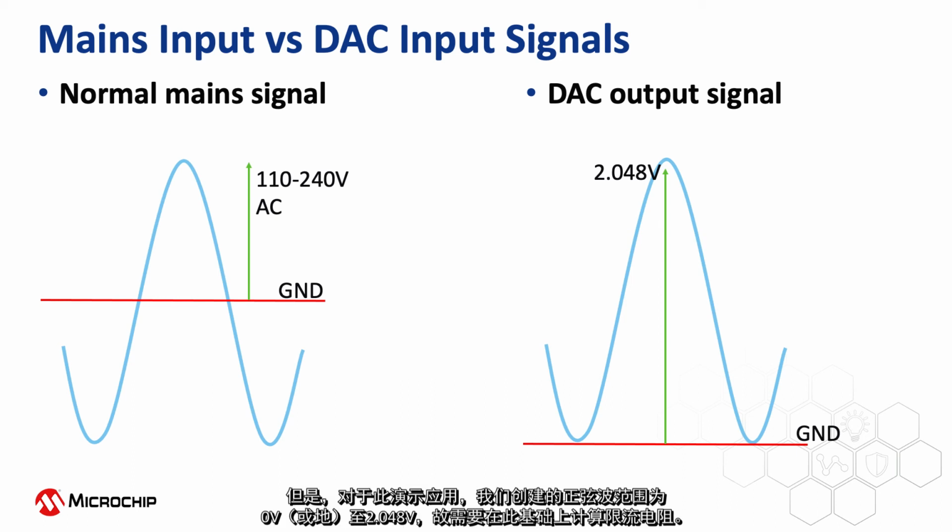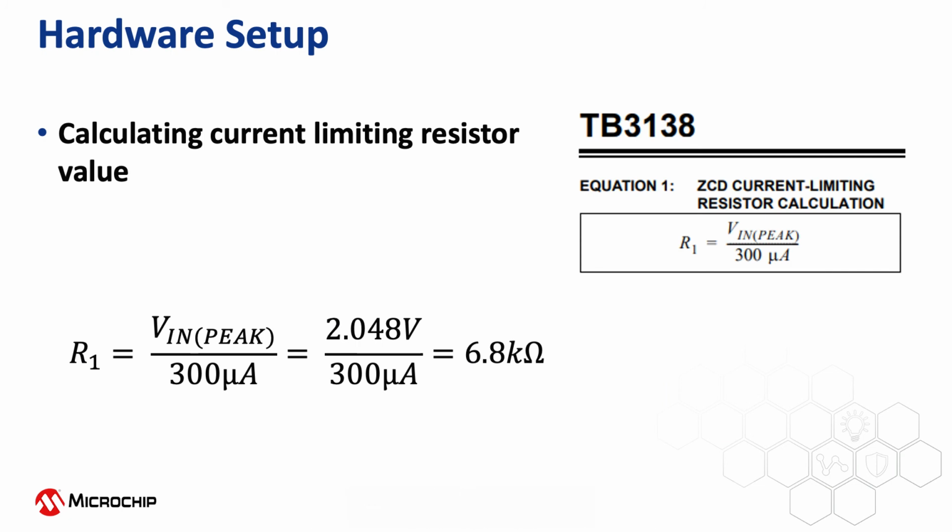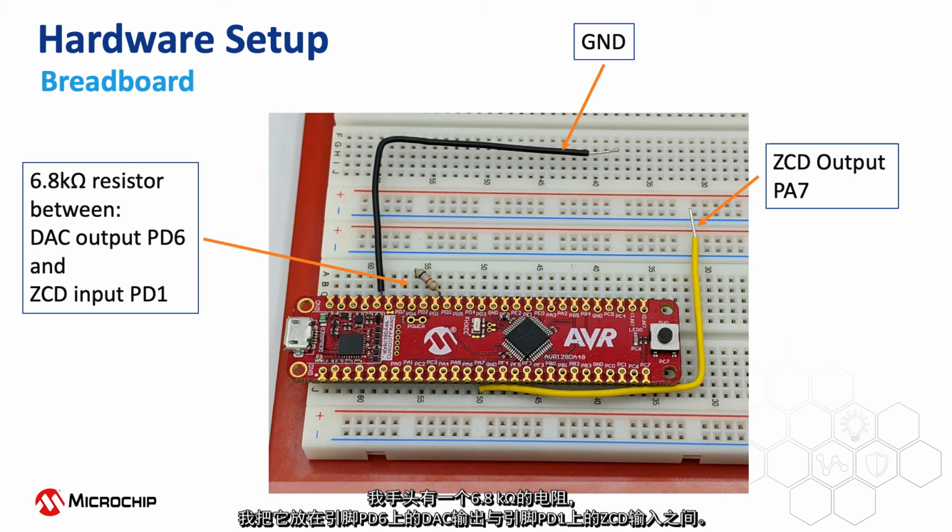However, since for this demo application we're creating a sine wave that ranges from 0, or ground, to 2.048 volts, we need to calculate our current limiting resistor with that in mind. So for the demo signal coming from the DAC, our V peak is 2.048 volts. Then using the equation, we get the value for R1 as 6.8 k ohms. I have on hand a 6.8 k ohm resistor, which I will place between the DAC output on pin PD6 and the ZCD input on pin PD1.